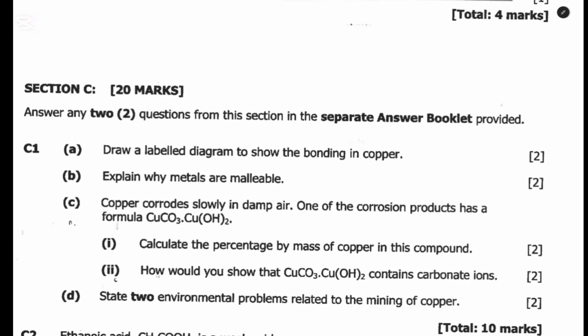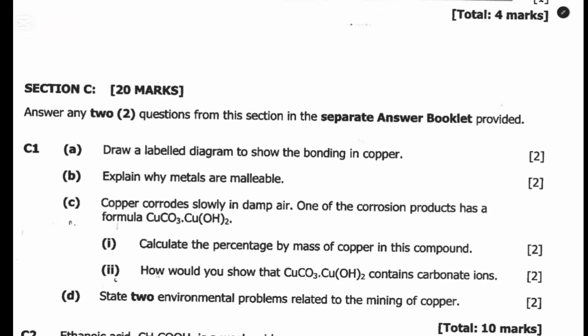In section C, you are given 3 questions of which you are required to choose 2 of your choice. The instruction: answer any 2 questions from this section in the separate booklet provided. Unlike in section B where you answer in the spaces provided on the question paper, in this one you are going to use the separate booklet. Okay, so let us answer question 1, that is C1.